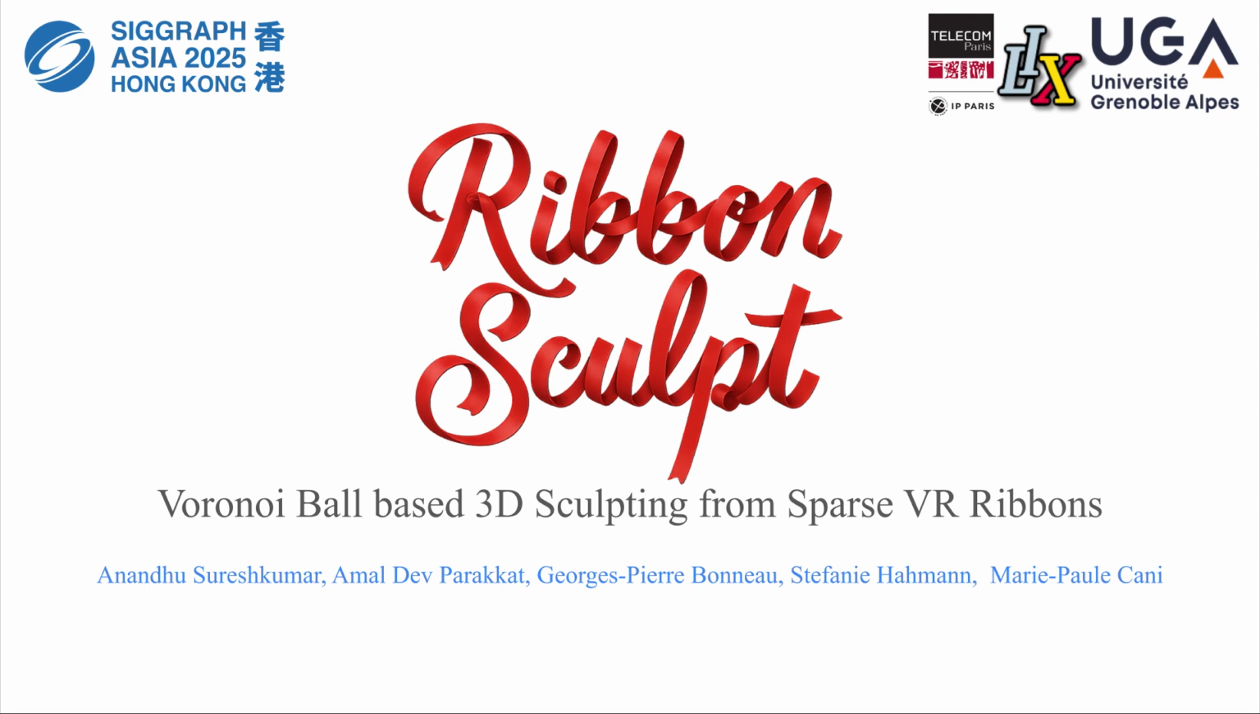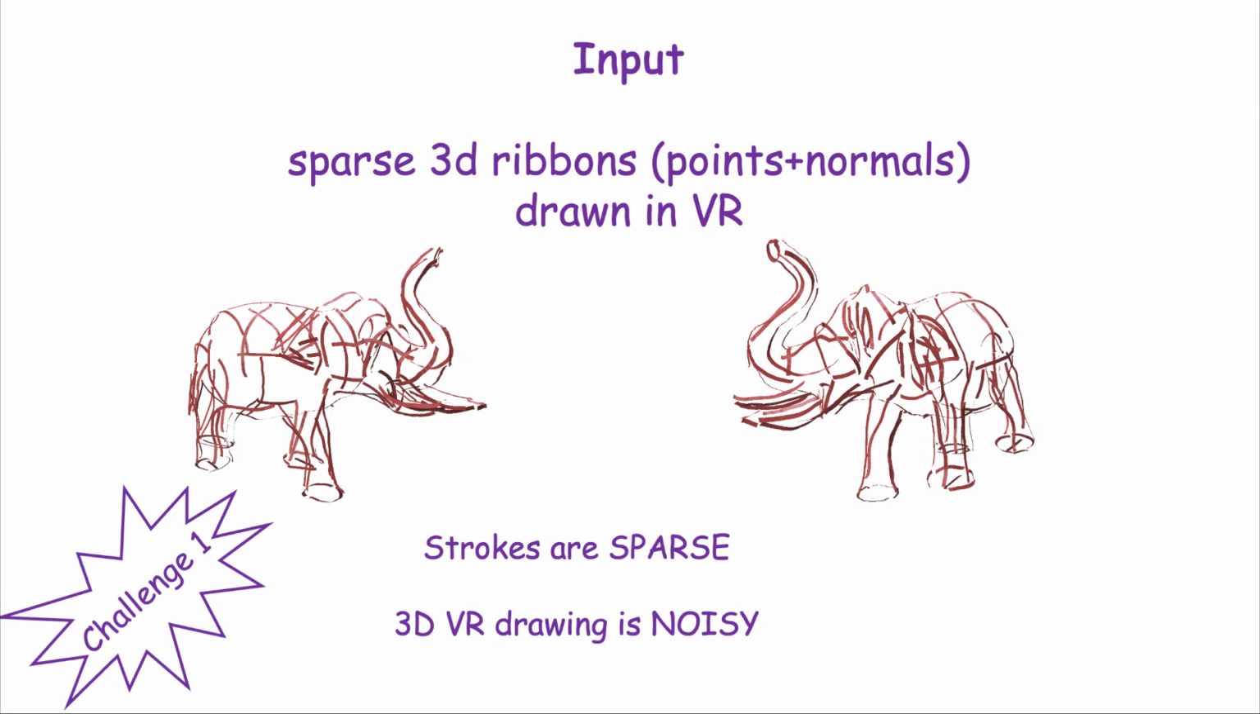We present RibbonSculpt, a system to interactively design surfaces from sparse ribbons drawn in VR. Drawing in VR is notoriously difficult, especially for novice users. As a result, our input ribbons are generally noisy. At the same time, we want the system to produce the intended surface, even from a very sparse set of ribbons. This combination of noise and sparsity poses the first major challenge for our method.